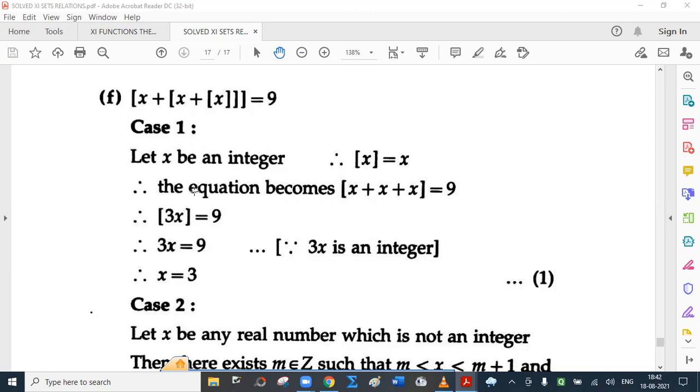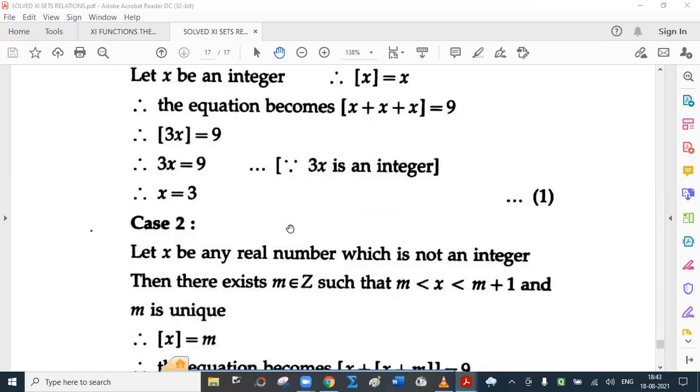Okay. So the first case, let x be an integer. So step x is x, plus x, 2x, step 2x is 2x, x plus 2x, 3x. What is step 3x? 3x. Because if x is an integer, 3x will be an integer only. But it is given to be 9. So x equal to 3. So this is the first value. You can verify. Step 3, 3. 3 plus 3, 6. Step 6, 6. 6 plus 3, 9. What is the step value of 9? Greatest integer not greater than 9 is 9 itself. Okay, good.